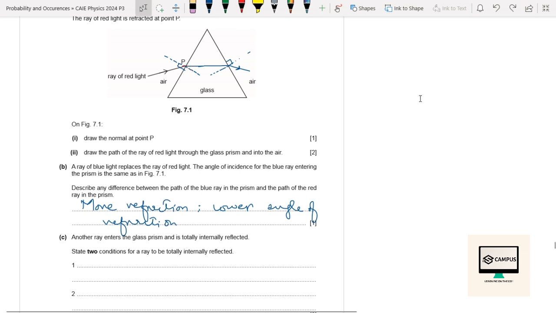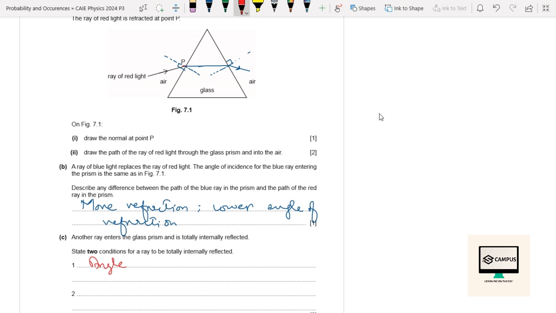All right, moving forward. Another ray enters a glass prism and is totally internally reflected. State two conditions for a ray to be totally internally reflected. If we recall our lessons from chapter number 3 and 4, there were some conditions about how this total internal reflection can be achieved. So the first condition was that the angle of incidence must be greater than the critical angle.